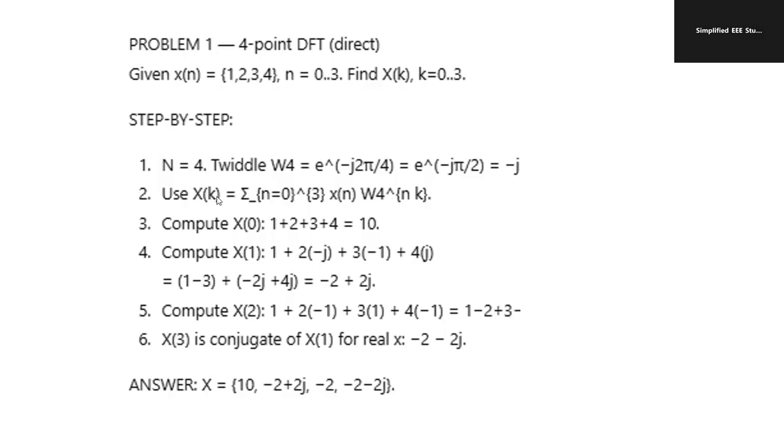Once you get to know the value of x of k, first you put k is equal to 0. Later, k is equal to 1, so that x of 1 can be computed. X of 2 can be computed by putting k is equal to 2 in this equation. Then x of 3 is a conjugate of x of 1. You know conjugate means a plus ib. What is a conjugate of a plus ib? A minus ib or a minus jb, whatever the operator you are using. The ultimate answer is, you can put in the ordered pair, or you can put this kind of brace bracket: 10, minus 2 plus 2j, minus 2, minus 2 minus 2j.